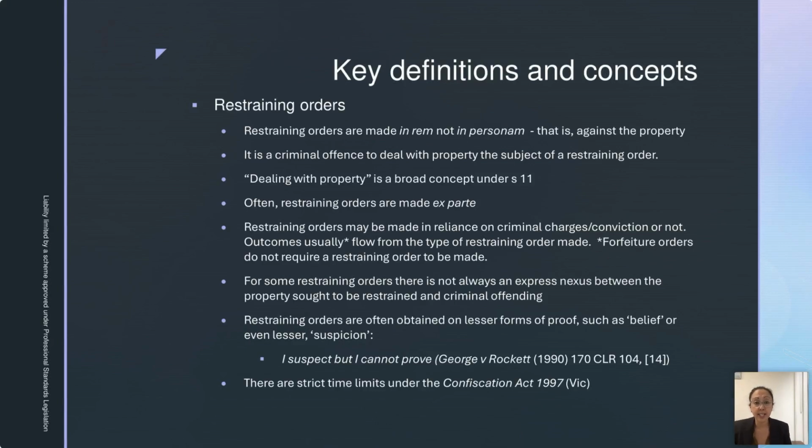Sometimes restraining orders are made in reliance on criminal charges or conviction, and other times they are not. And we're going to be speaking a little bit about when they're not today. Restraining orders are often based on this lesser form of proof. I believe X, Y, and Z, or even lesser, I suspect that property is not lawfully acquired. Suspicion is one of the lowest forms of proof.